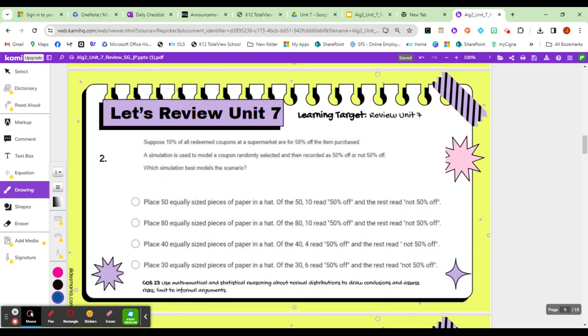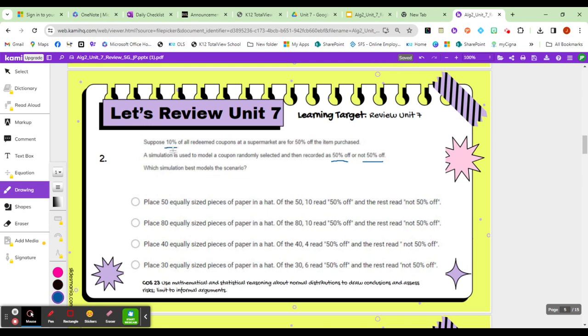Number 2 says, suppose 10% of all redeemed coupons at a supermarket are 50% off of the item purchased. So if we had some coupons for a grocery store, only 10% of them, 50% off is a really good deal. So they're not going to give you a lot of 50% off coupons. They're only going to give you 10% of the coupons. That'll be 50% off. It says a simulation is used to model a coupon randomly selected and then recorded as 50% off or not 50% off. Which simulation best models the scenario?